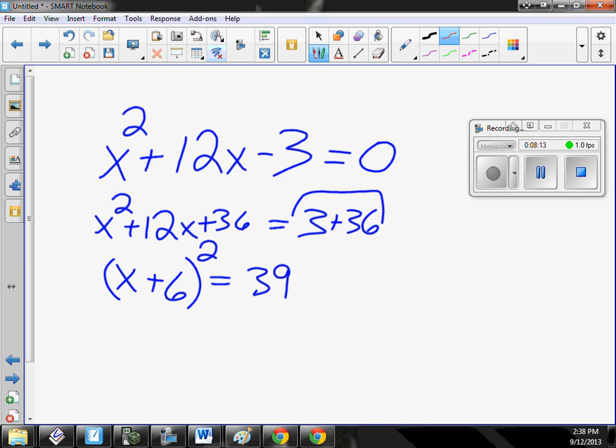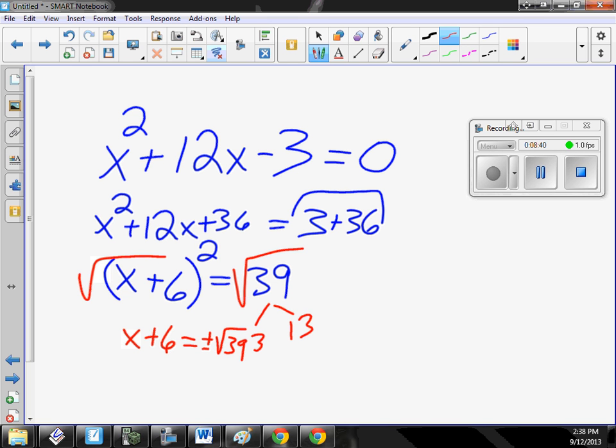Okay, so I square root. What is the square root of 39? Well, 3 and 13. 13's prime, what can we pull out? Nothing. So we end up with x plus 6 equals plus or minus root 39.